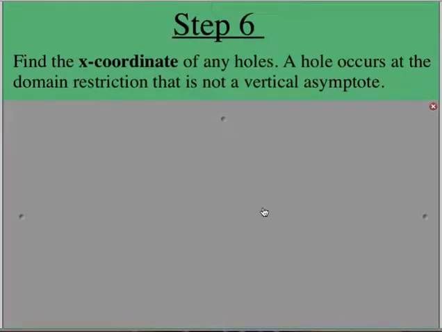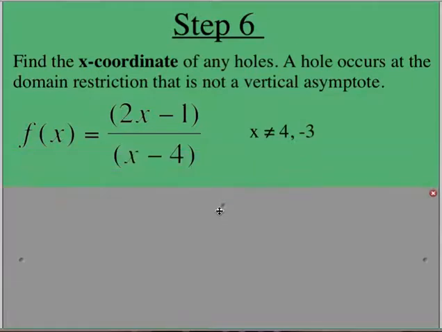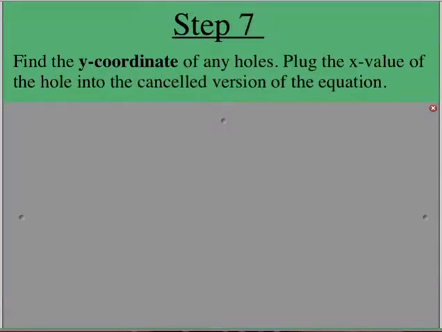The sixth step is to find the x-coordinate of any holes. A hole occurs at the domain restriction that is not a vertical asymptote. A hole in the graph is just going to be a point that you have to draw a little circle, because the function cannot occur there since it would make the denominator 0. So in our canceled out version, we have that f of x equals 2x minus 1 over x minus 4. The vertical asymptote occurred at x equals 4, so that means the x value of the hole is going to be -3.